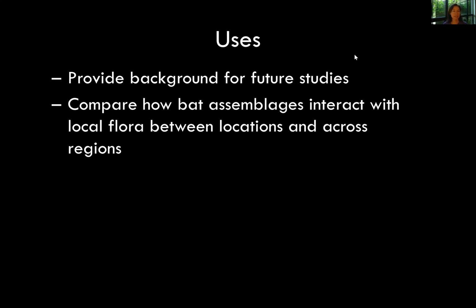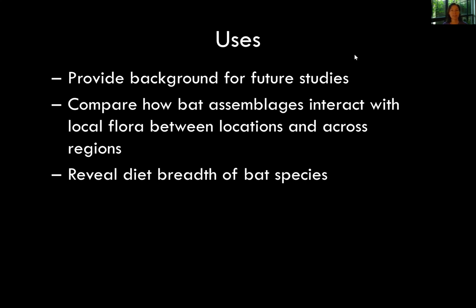Others are how, like with the Mello et al. paper that was published last year, we can compare how bat assemblages are interacting with local flora between locations and across regions, and in that case, across continents. There's a way to look at that. There is a way to look at the diet breadth of bats. Obviously, there are certain bats that we find in South America that eat certain types of plants, but in certain areas in Central America, they don't. We're not totally sure why that is. Part of it might just have to do with the abundance of that particular plant in South America and lack of abundance in Central America. So, there are ways to use information there.